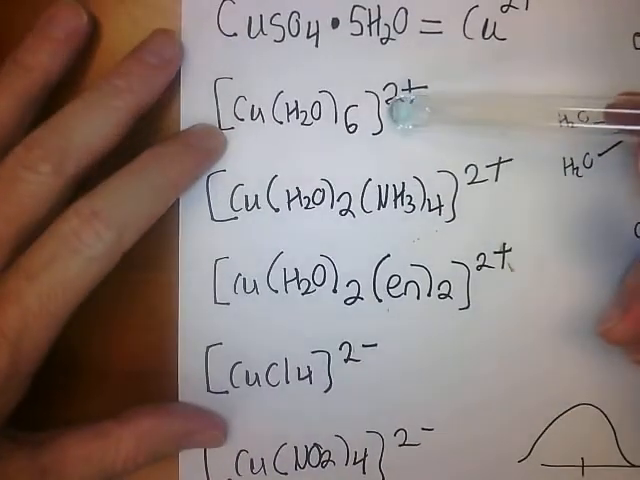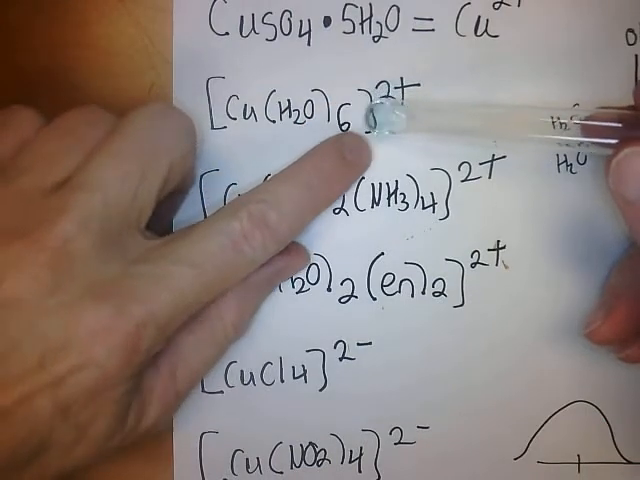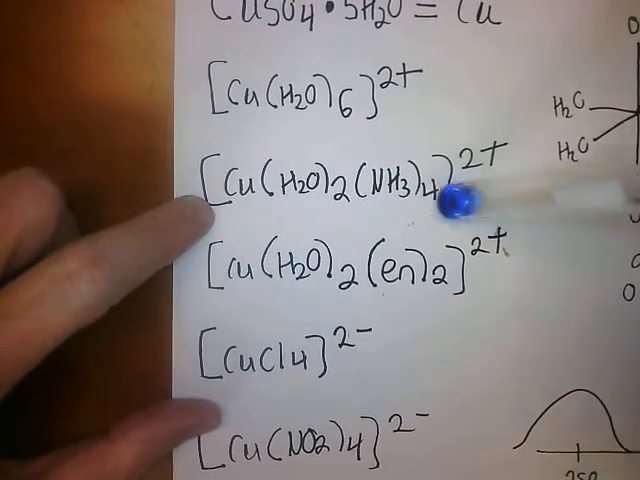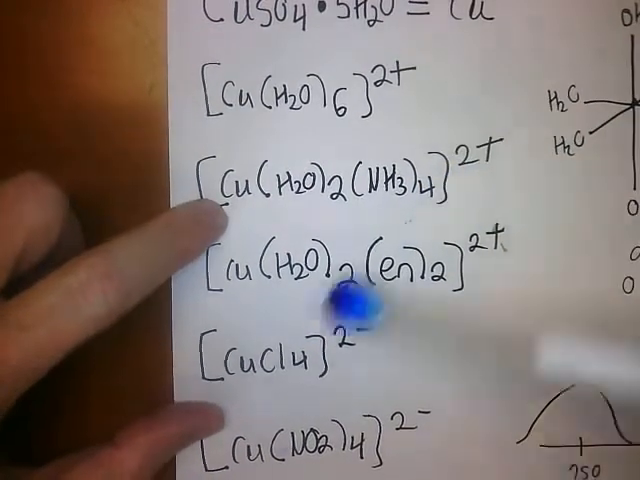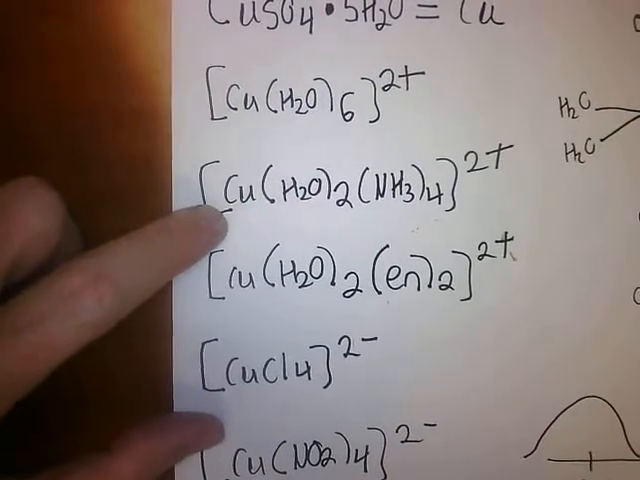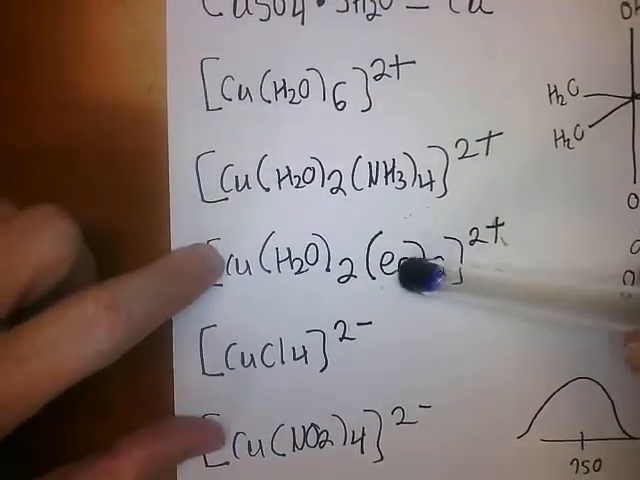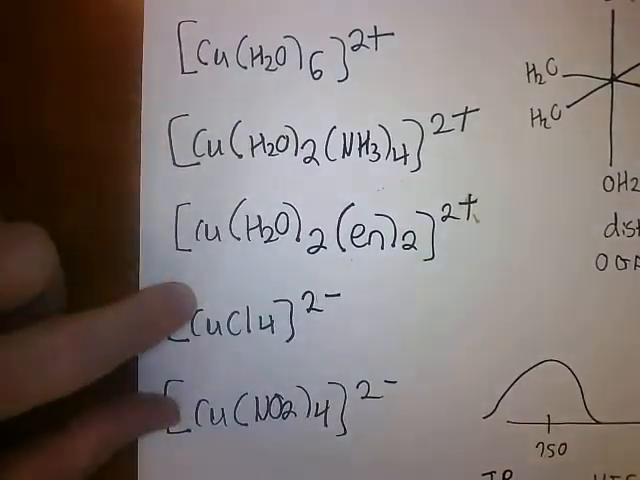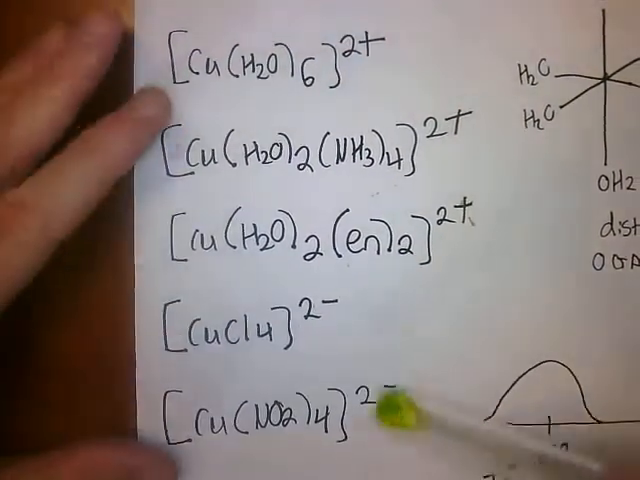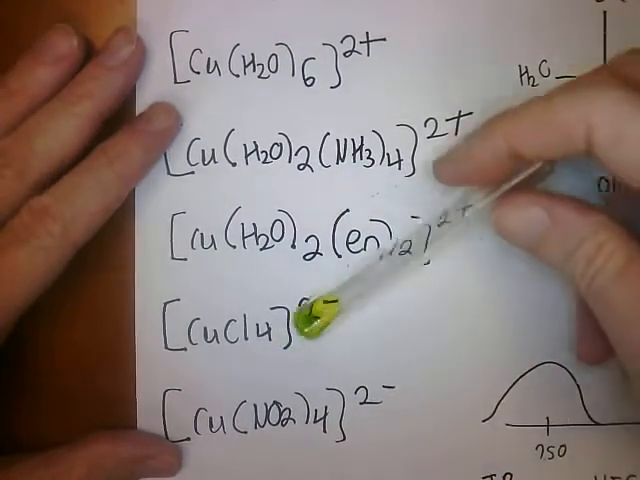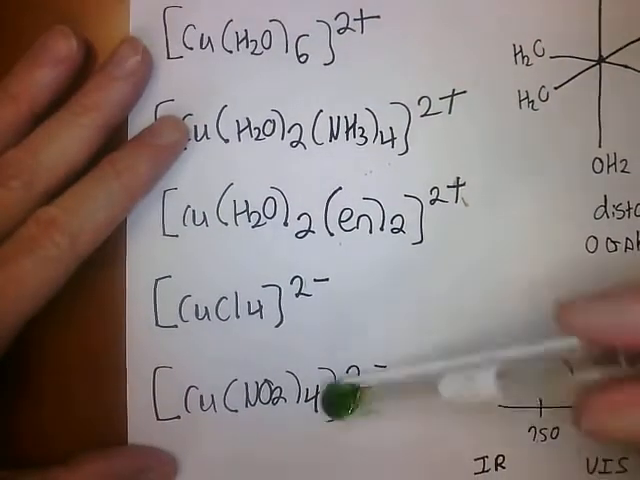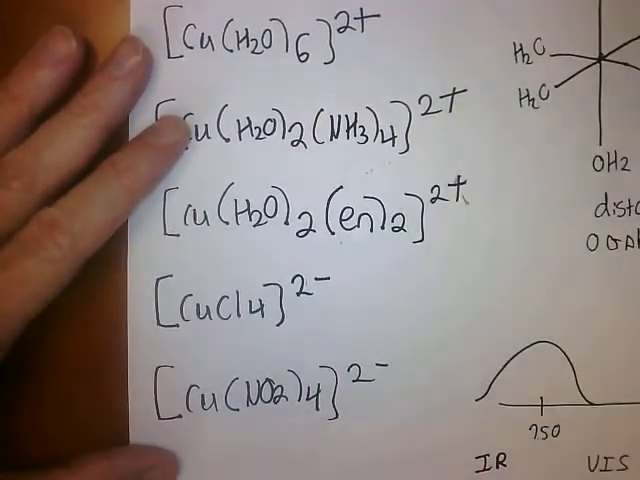Alright, so one more time. Dissolved in water, you get the hexaaquo ion, that's pale blue in color. In ammonia, you form the tetraammine, which is a little bit darker shade of blue. With ethylene diamine, you get the bis(ethylene diamine) compound, that's more of a purple color. The tetrachlorocuprate is yellow, and the tetranitro is green.